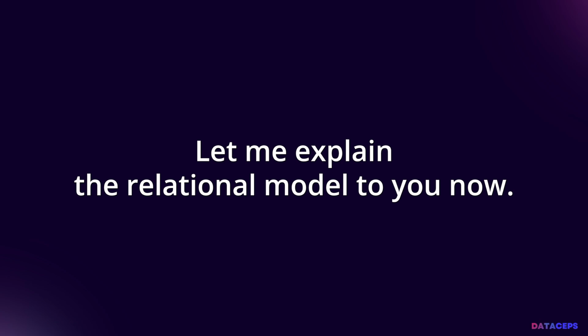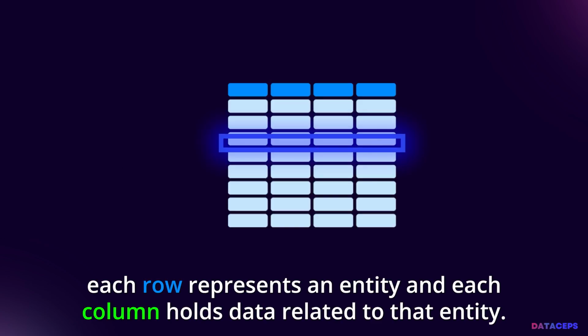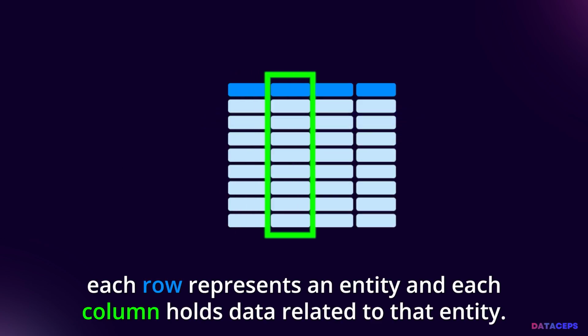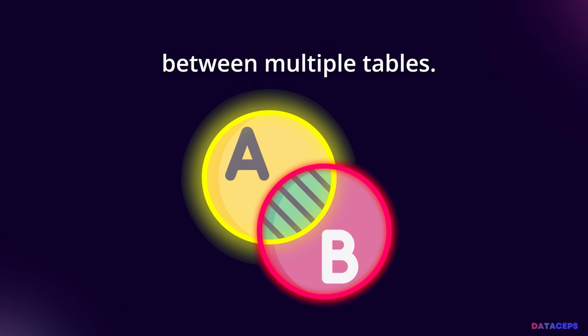Let me explain the relational model to you now. The relational model organizes data in tables with rows and columns, where each row represents an entity, and each column holds data related to that entity. It's based on set theory, which enables powerful relationships between multiple tables.